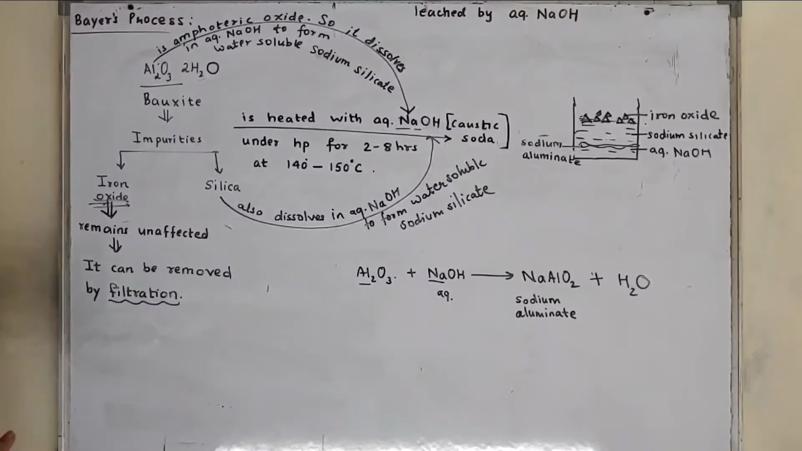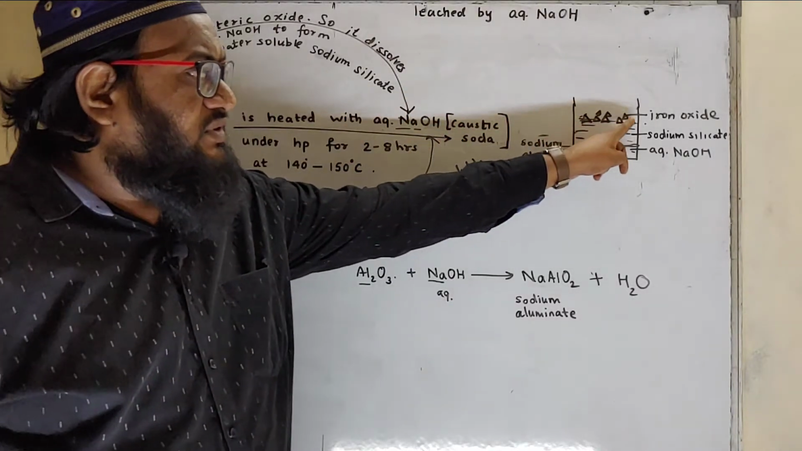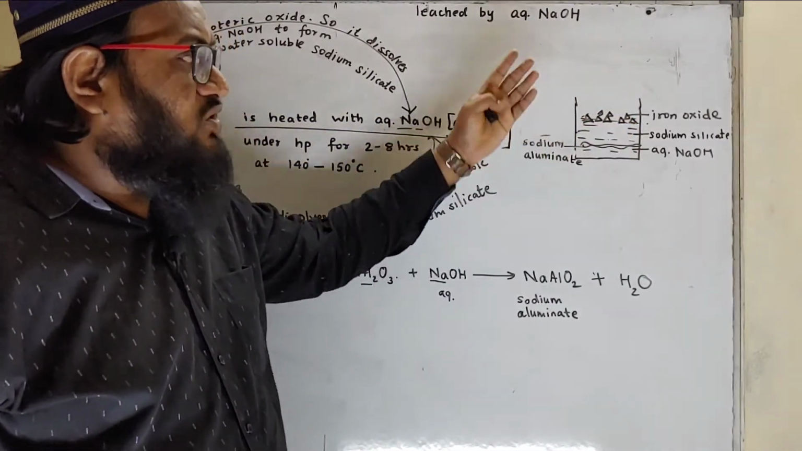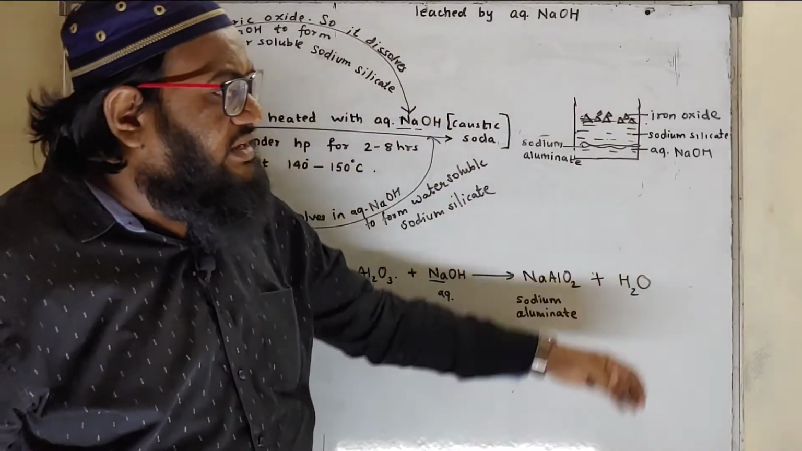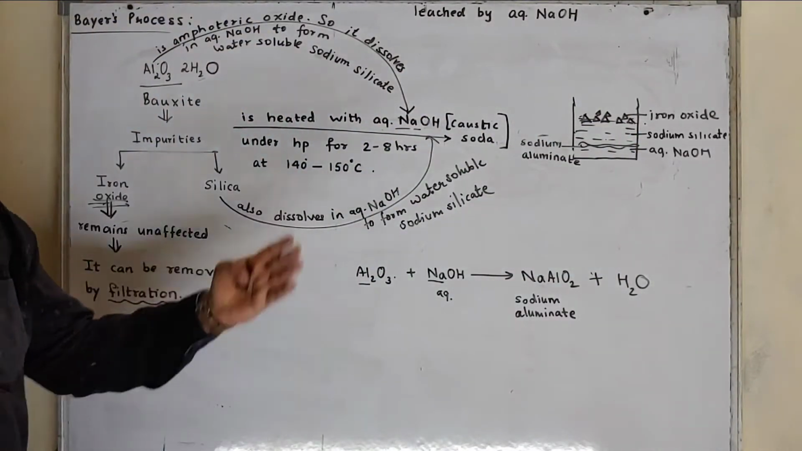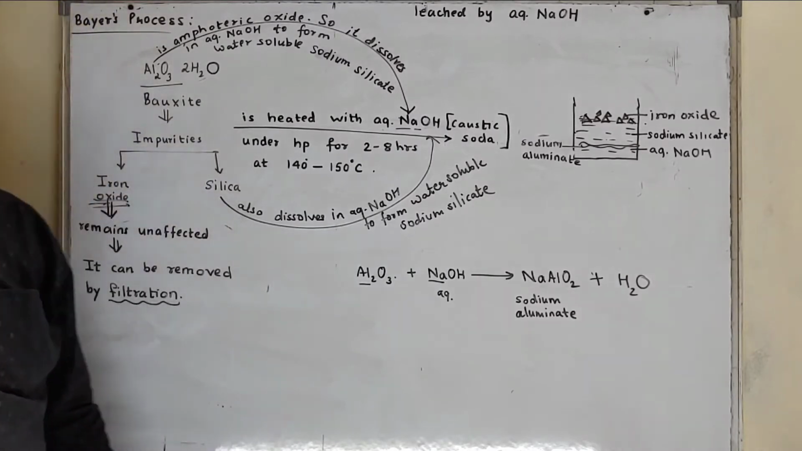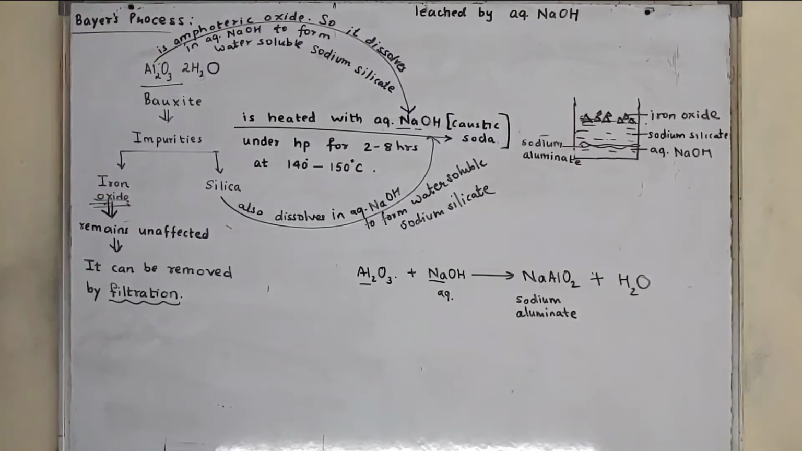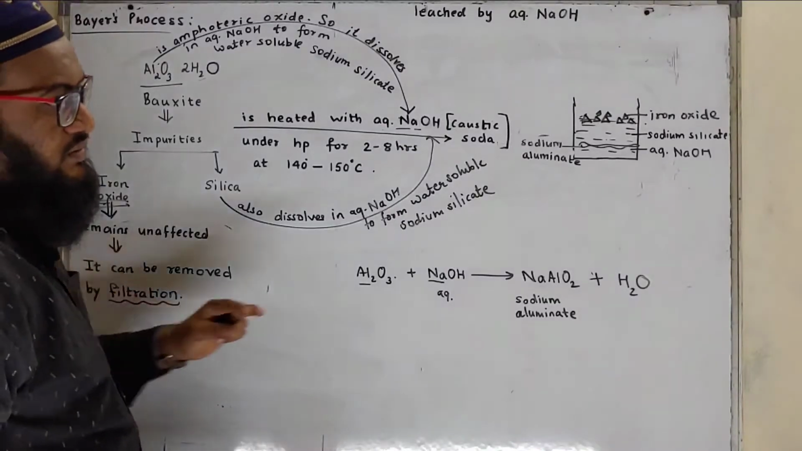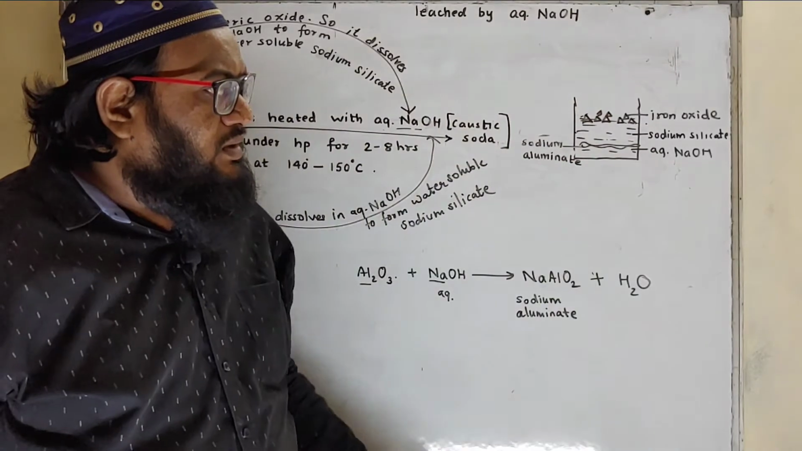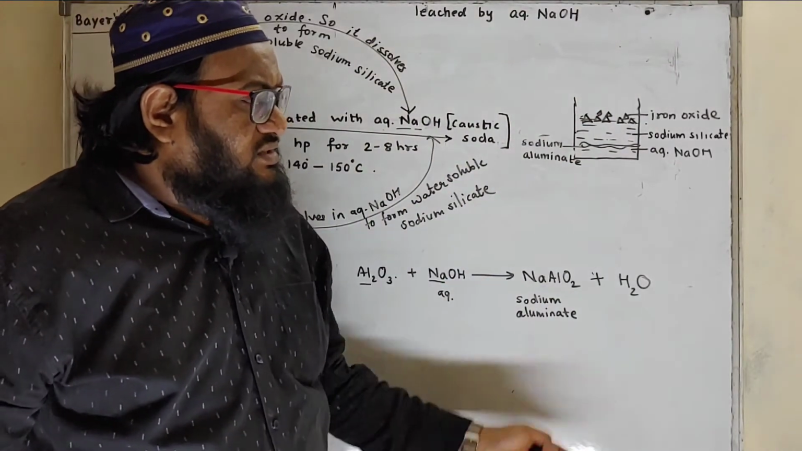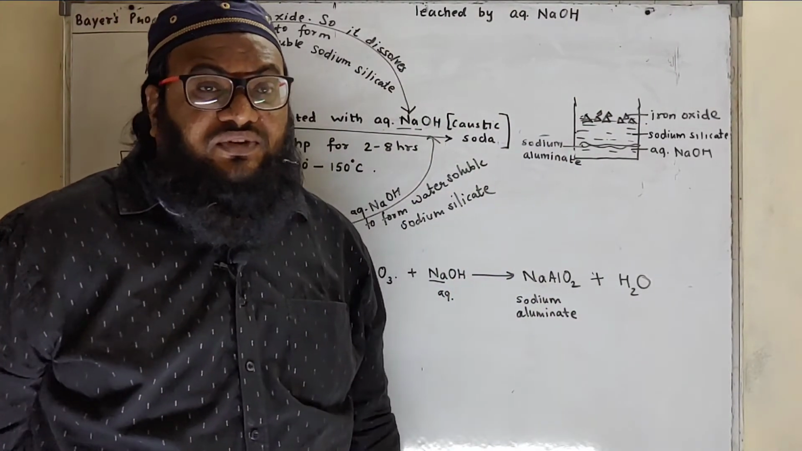See, after filtration, since it was not affected, the others got leached. Leached means they got dissolved in aqueous sodium hydroxide. So iron oxide remains unaffected, so it can be removed by filtration. Since it is unaffected, we can filter it out. After filtration, the liquid obtained is called filtrate.